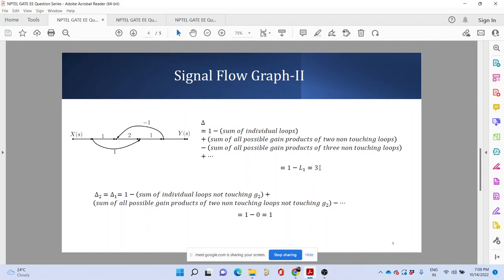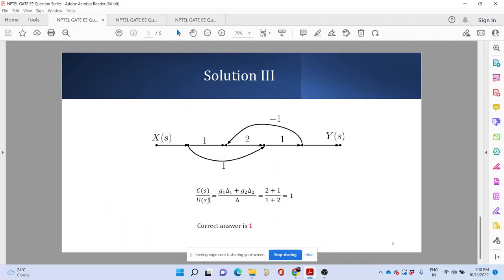So 1 minus L1 becomes 3 because L1 was -2. Again for delta 1 and delta 2, as the loops are all touching both the forward paths, all other terms would go to 0. You are left only with the first two terms and you would get delta 2 equal to 1. Having said that, using Mason's gain formula, you will get the answer 1. So Anubhav was right. The correct answer is 1. Abhishek, why did you get a wrong answer? This signal flow graph I have solved millions of times.